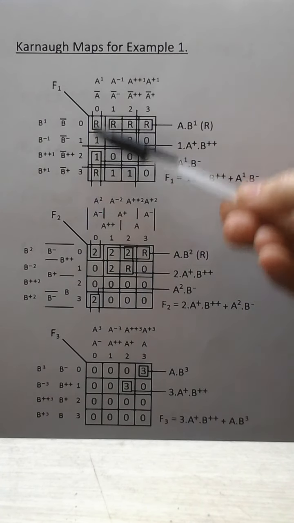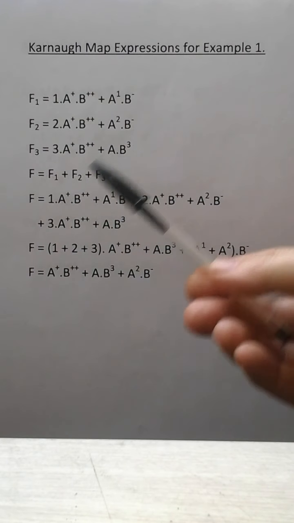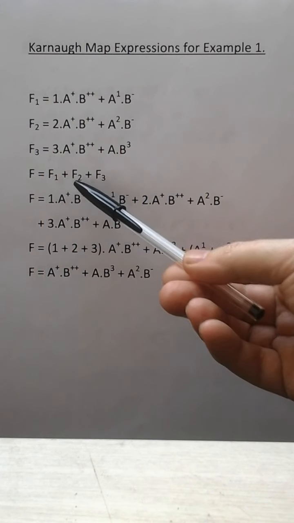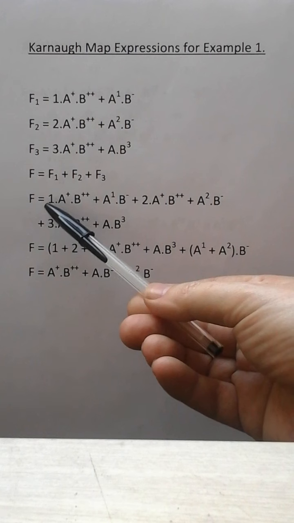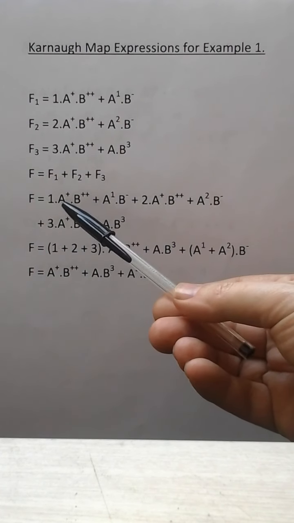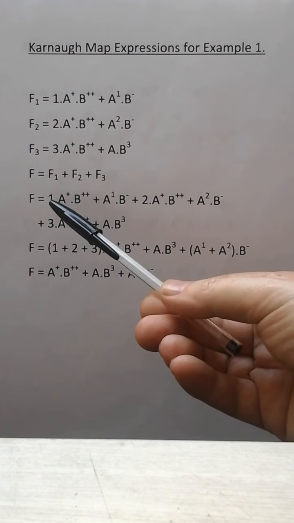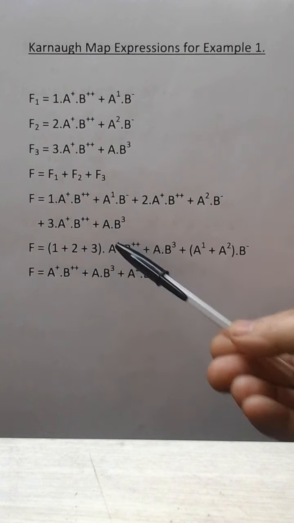These are the Karnaugh map expressions for example 1. So F1 is this, F2 is this, and F3 is this. F equals F1 plus F2 plus F3, and so this is F. What have I done here? Yeah, this is F1, this is F2, and this is F3.